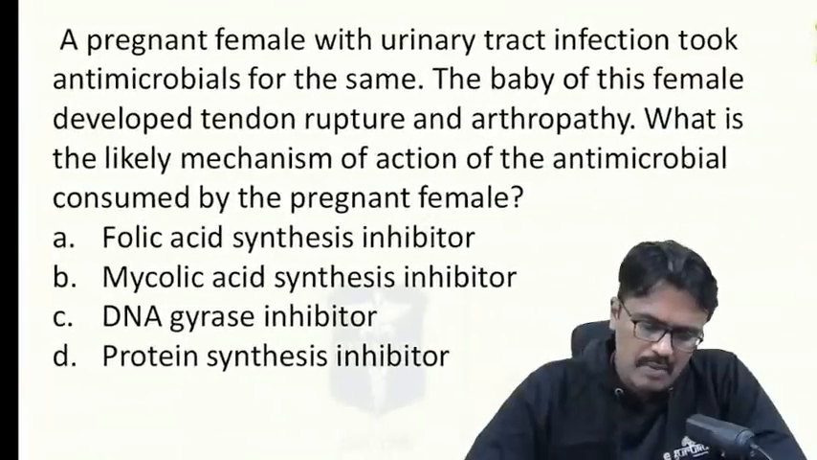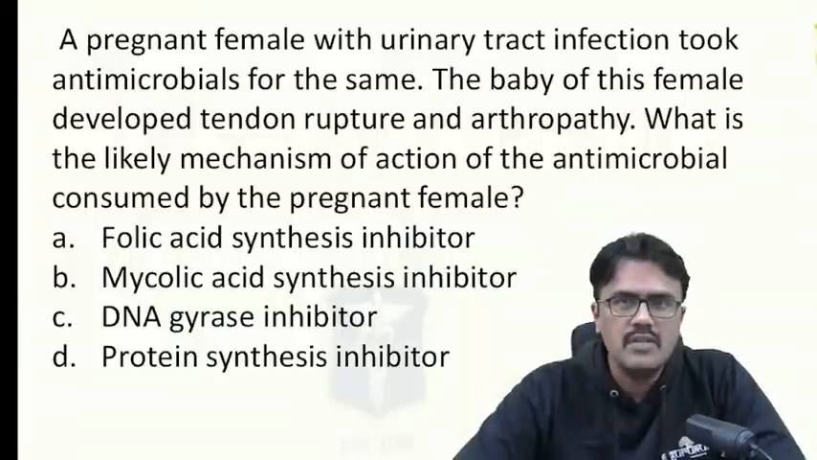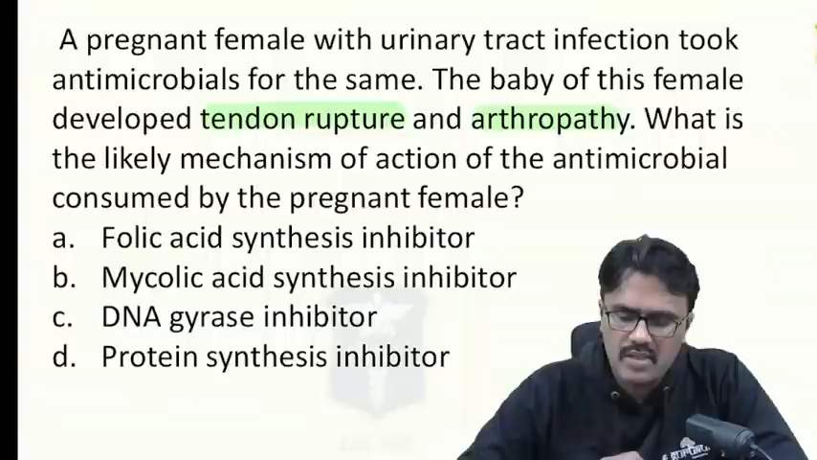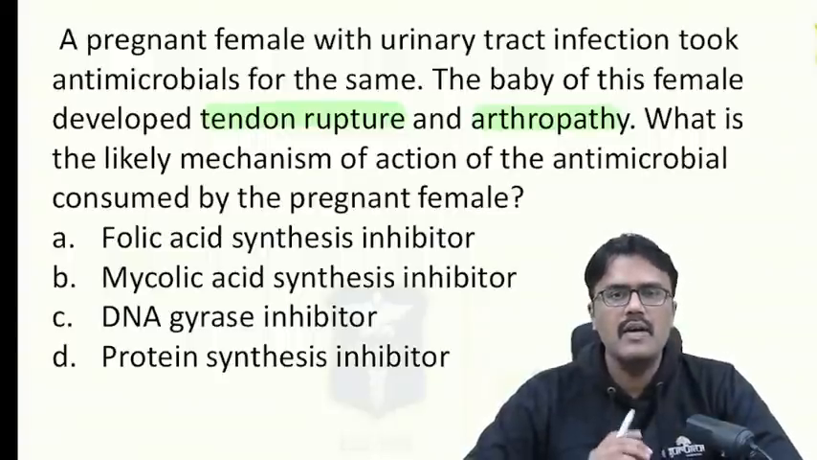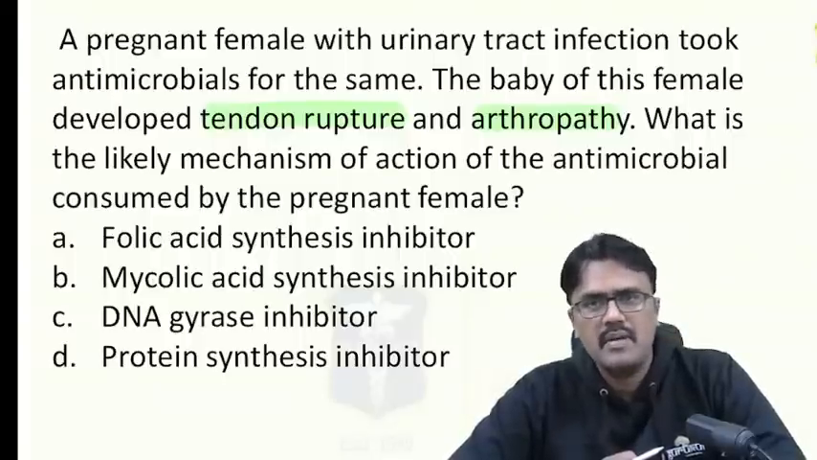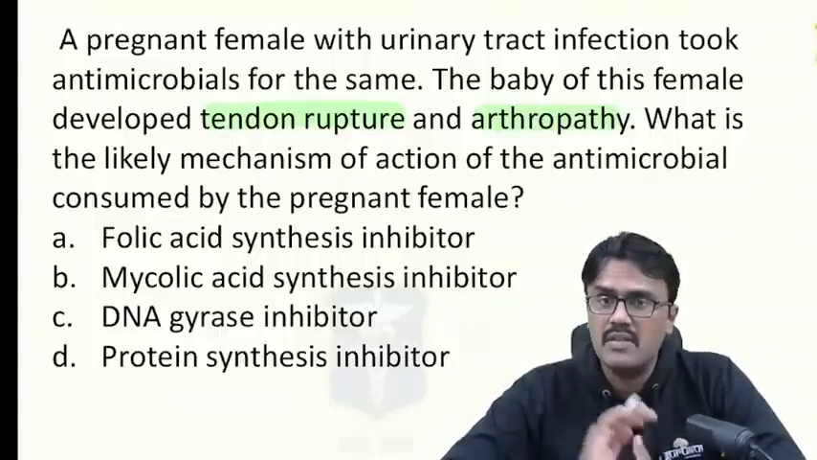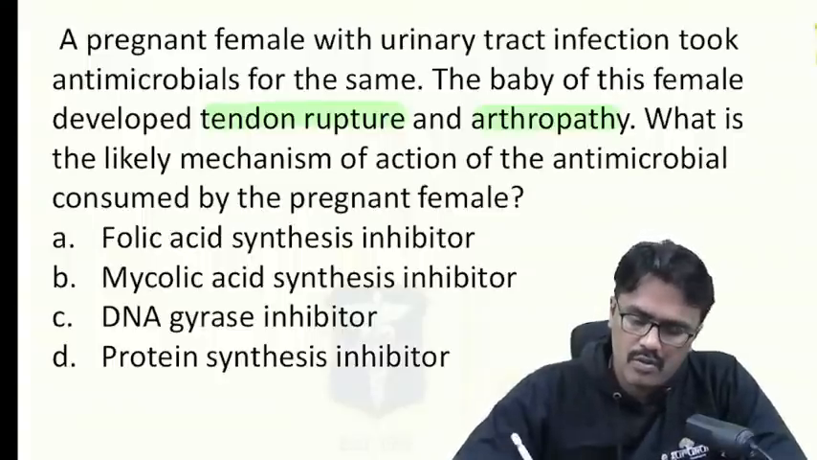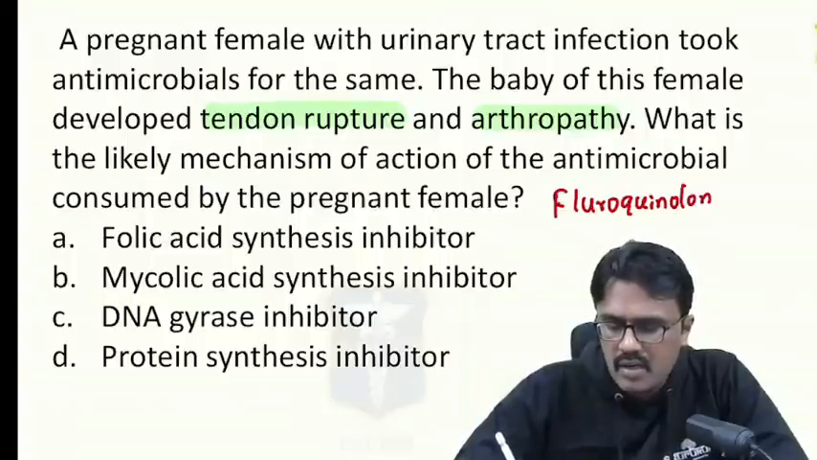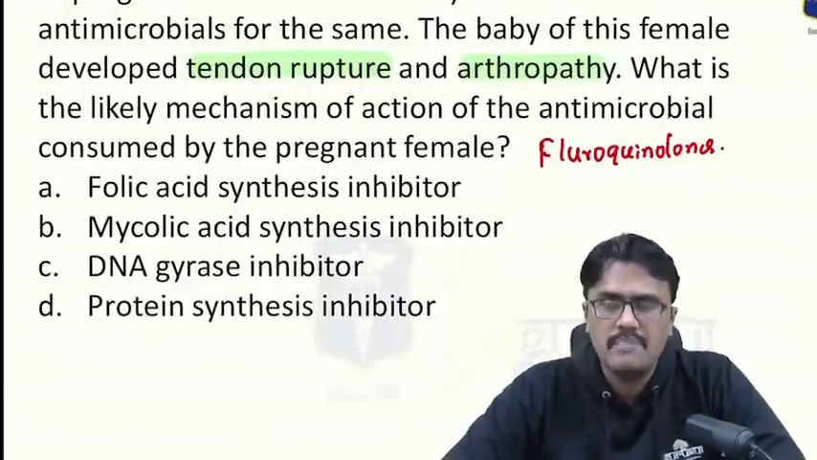Now moving on to the next one. A pregnant female with urinary tract infection took antimicrobials for the same. The baby of this female developed tendon rupture and arthropathy. What is the likely mechanism of action of the antimicrobial consumed by the pregnant female? So a pregnant woman was given a drug for UTI, and the baby has developed tendinitis and arthropathy. What is a drug which can cause tendinitis and tendon rupture? We have discussed this a lot of times. They are nothing but fluoroquinolones. So fluoroquinolones are never given in pregnancy, but here they have given it, and because they damage the tendons and the cartilage, we are not going to use it.